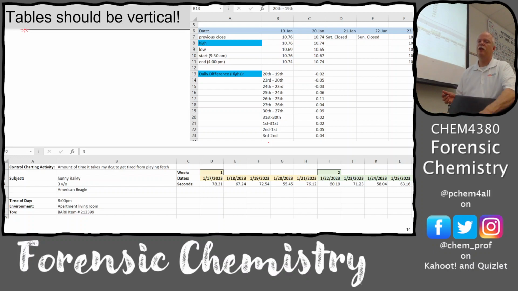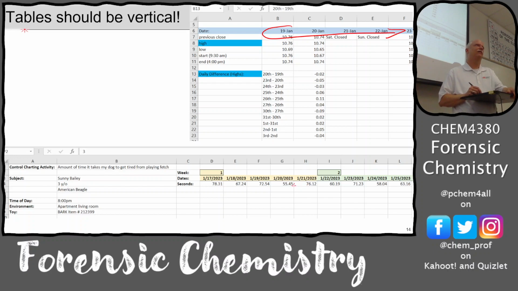Okay. And then tables should be vertical. So this one and these two both are collecting data horizontally. So see the dates going across? And this one also, dates going across. You can force that to work, okay? You could take this horizontal series and plot that, but it's just not convenient.